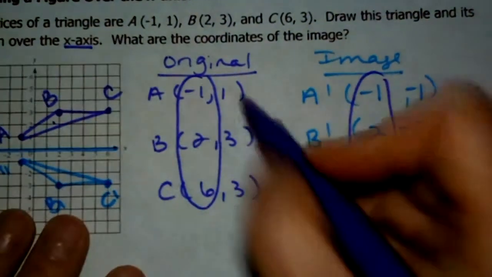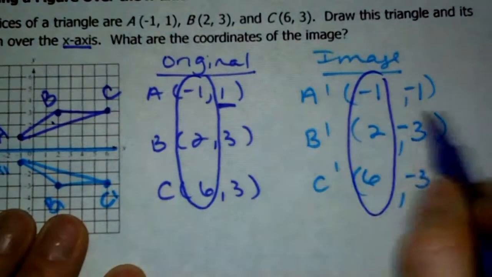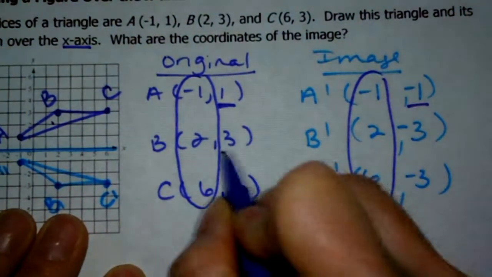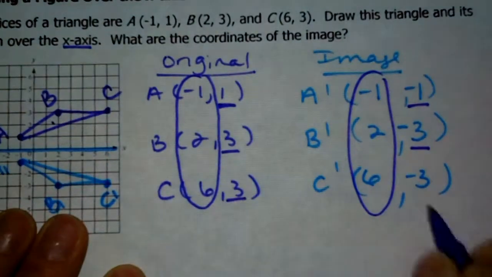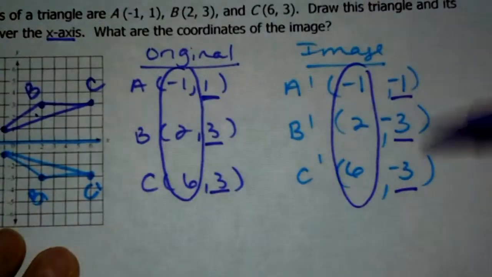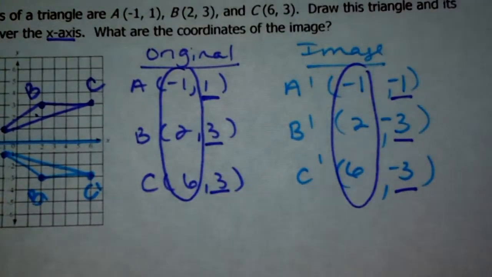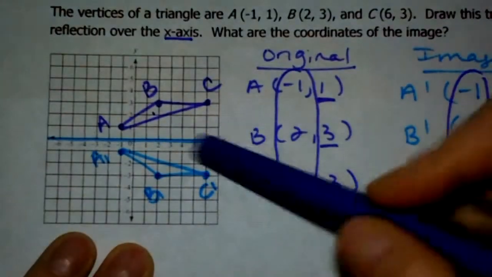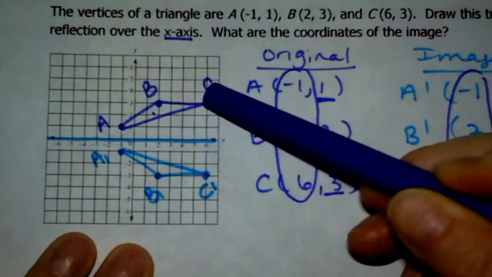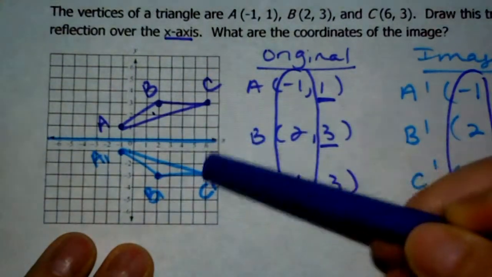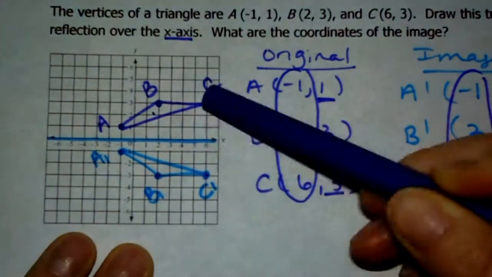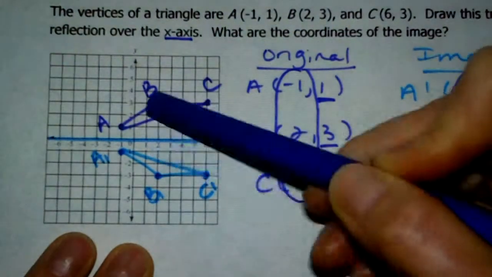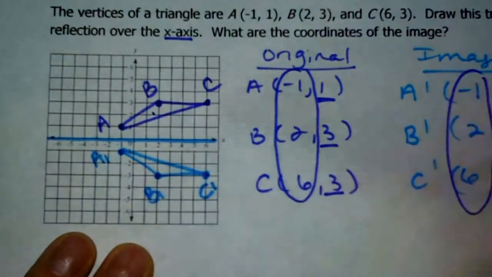And notice, here I went from 1, I have a negative 1. I have 3, I have negative 3. I have 3, I have negative 3. With the image, basically the only thing that changes is the y value is opposite. And again, that happens because here I'd have to go up 3. You're always going to be going the opposite. So instead of going up 3, we went down 3. Up 3, we went down 3. Up 1, we went down 1.